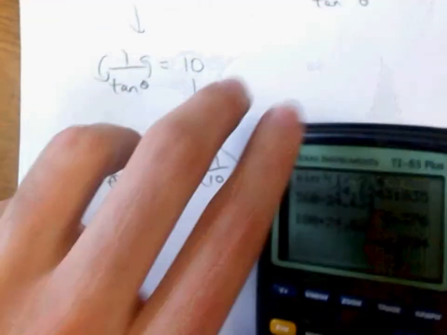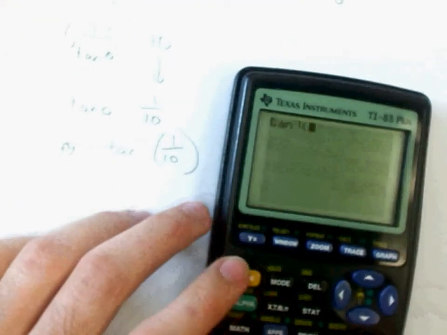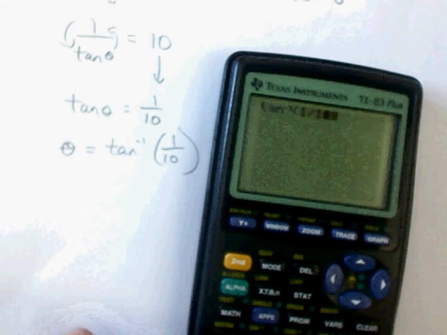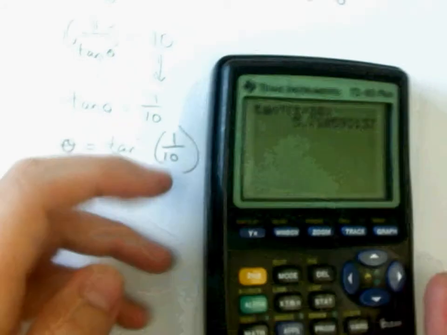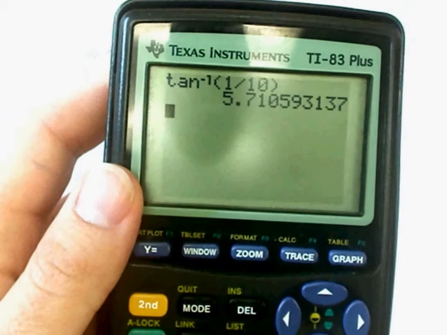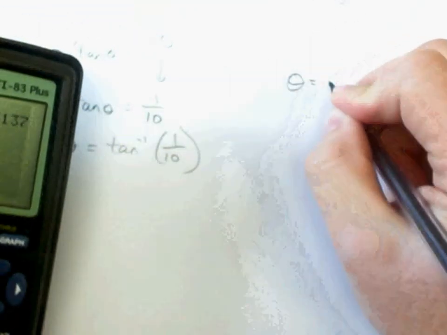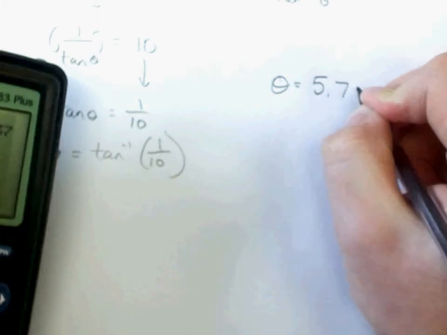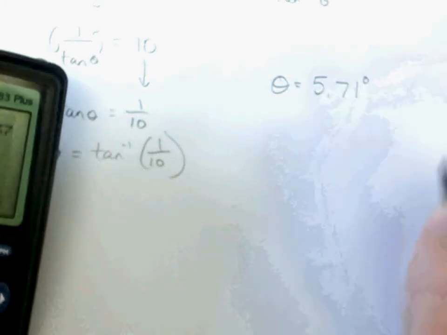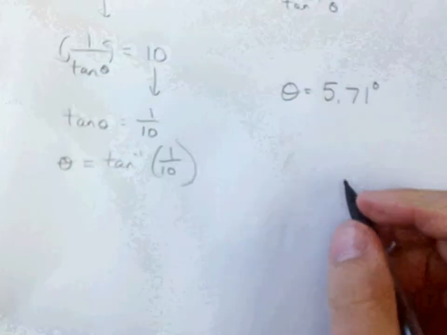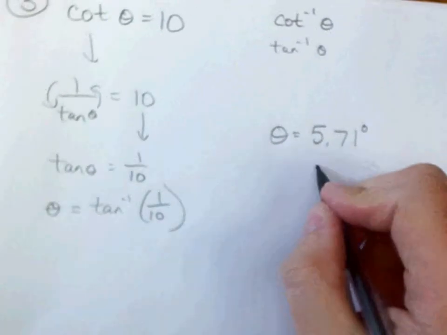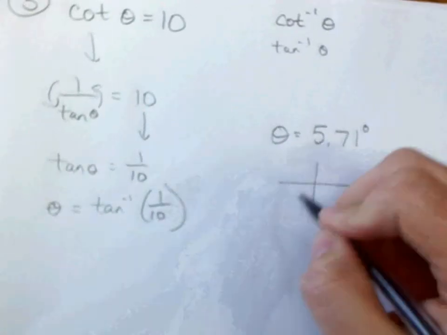So we will do inverse tangent of 1/10, and we get 5.71059. You can round that a little bit. I'm going to say 5.71 degrees. And now let's think about where that is on our unit circle. 5 degrees, it's not very big. That's definitely in quadrant 1.